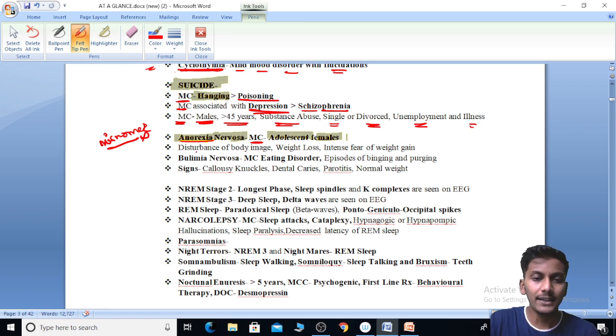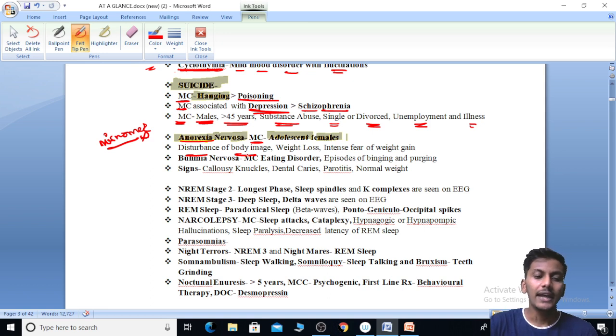So, sabse pehle, there would be disturbance of the body image. That means there is a perception, okay? The female perceives that she is very fat, okay? Though she is normal in weight, she is totally normal, or maybe she is less than normal, she is underweight. Then also the female perceives, this is an abnormal perception, that no, I'm very fat. So, this is usually known as a disturbance of body image, okay? Abnormal perception hota hai.